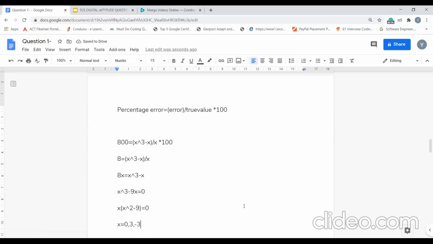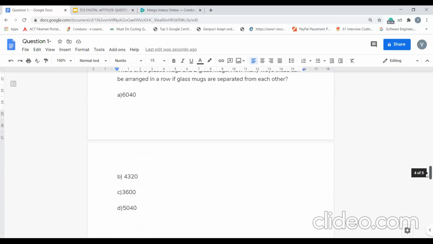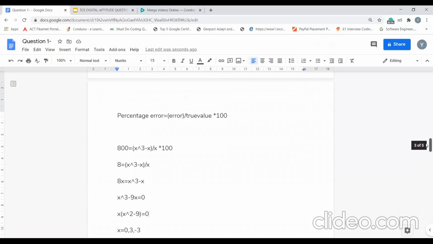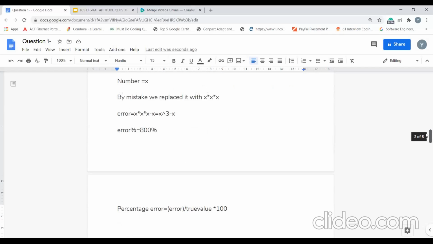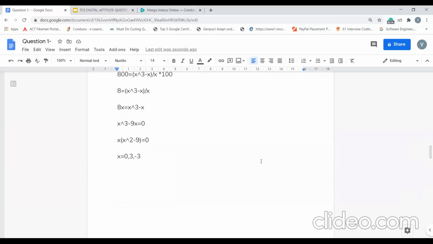But in the beginning of the question, it is mentioned that they are all positive values. So minus 3 is not the answer. And even if you take x as 0, there is no error occurring. If you take 0 and you do 0 power 3, you get 0. So the error will be 0.